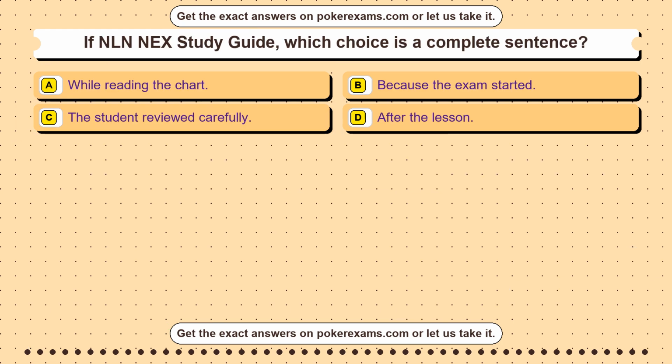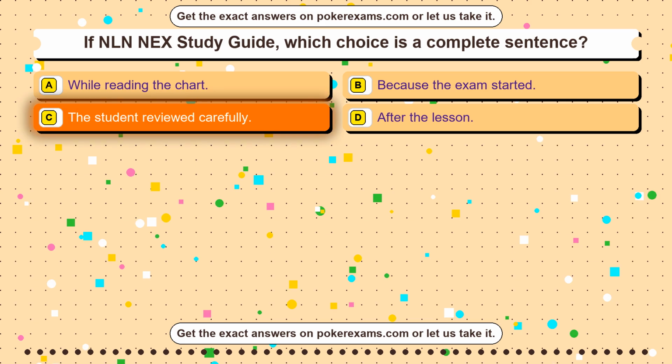Question 20. If GED scientific method practice, which graph is best for showing change over time? Option A Venn diagram. Option B line graph. Option C pie chart. Option D map. The correct answer is option C.